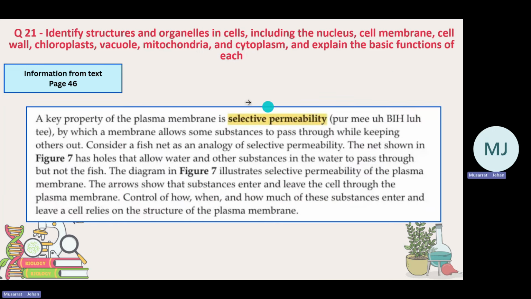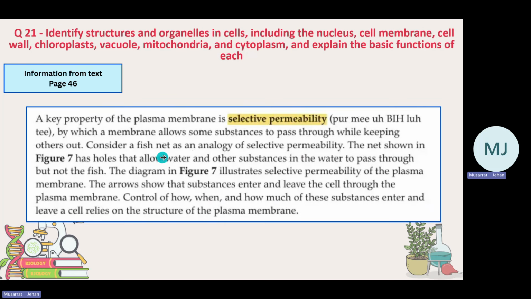They're talking about selective permeability. What is selective permeability? This is an important property of the plasma membrane. It means that the membrane allows some substances to pass through, while it does not allow others. So it controls what is going in and what is going out. It allows some substances to pass through and keeps others out.